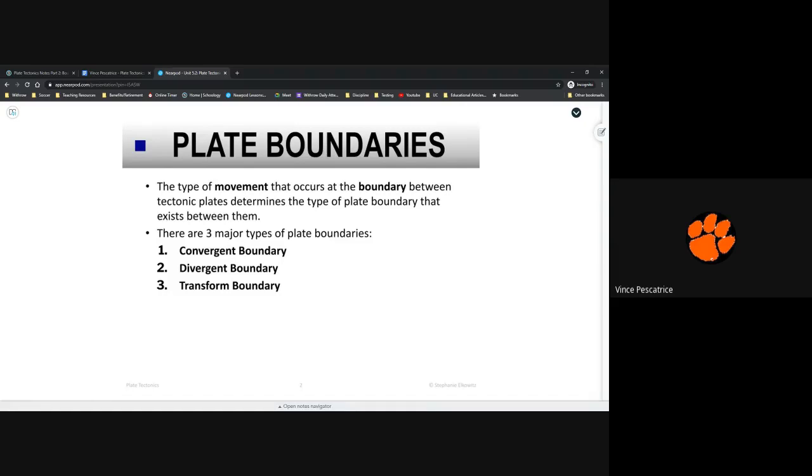So the movement that occurs at the boundary between the tectonic plates determines what type we're having here. So the movement of the boundary is what's important. That goes in your notes.